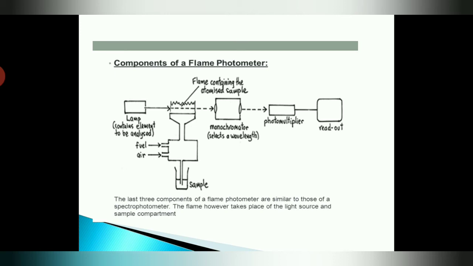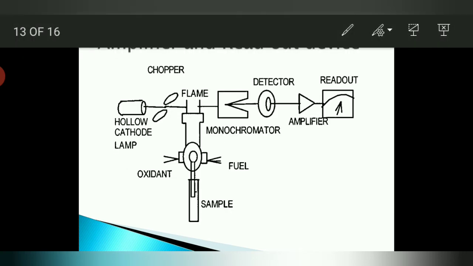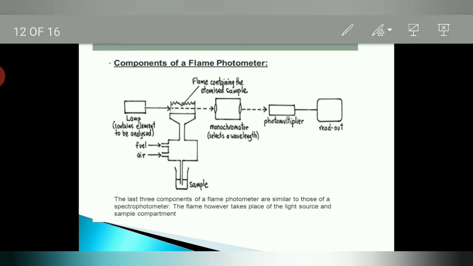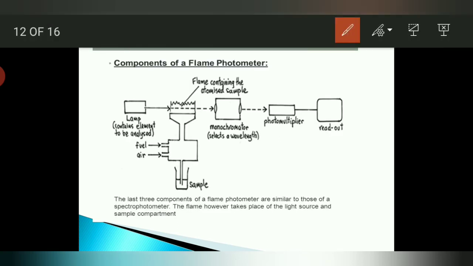And next is slits. There are generally two types of slit used here, entrance slit and exit slit. The entrance slit is placed in between the flame and the optical system, while the exit slit is present in between the monochromator and detector. Here is the entrance slit, and the exit slit is placed in between the monochromator and detector. Here the detector used is the photomultiplier tube.